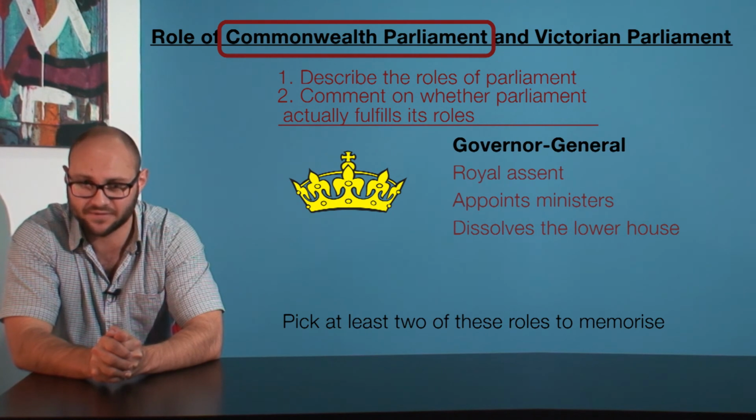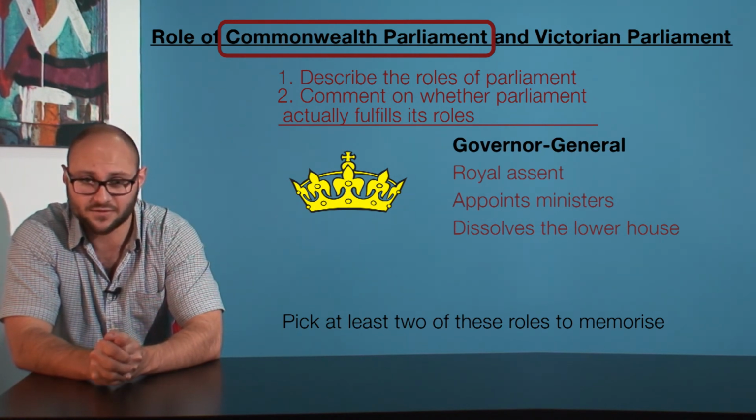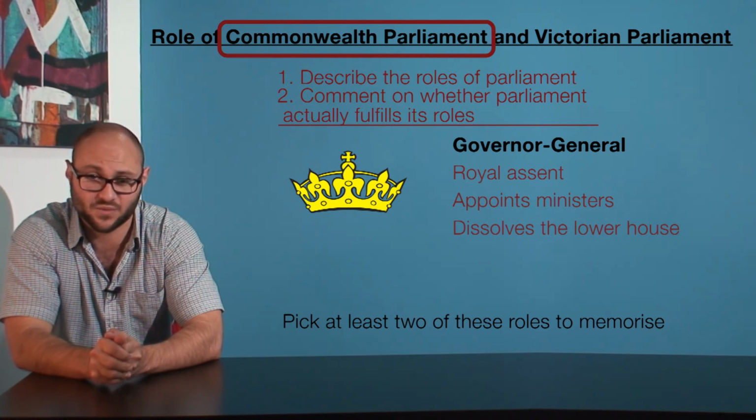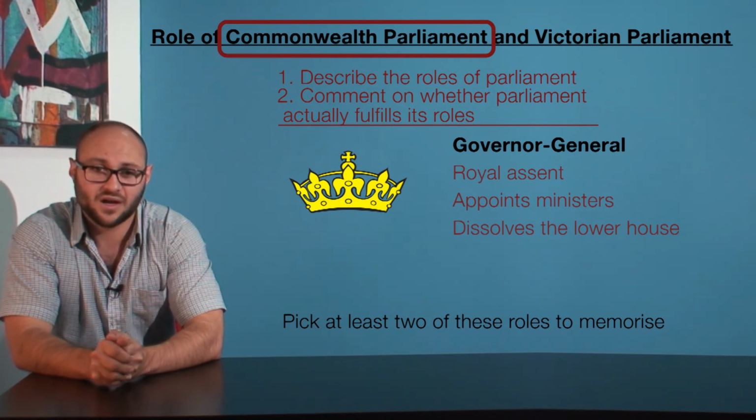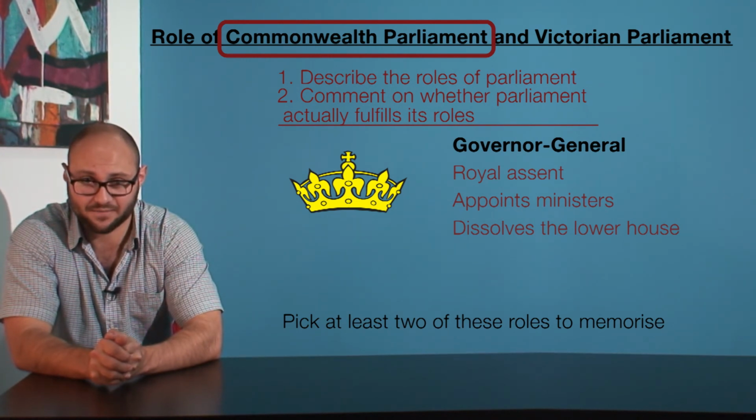The Governor-General fulfills a number of ceremonial roles rather than wielding real power. For example, he gives royal assent to bills which makes them into laws. He also officially appoints ministers and dissolves the lower house at election time.